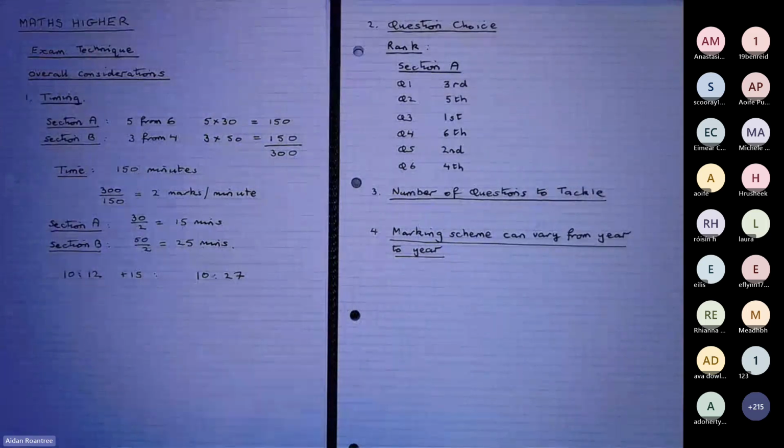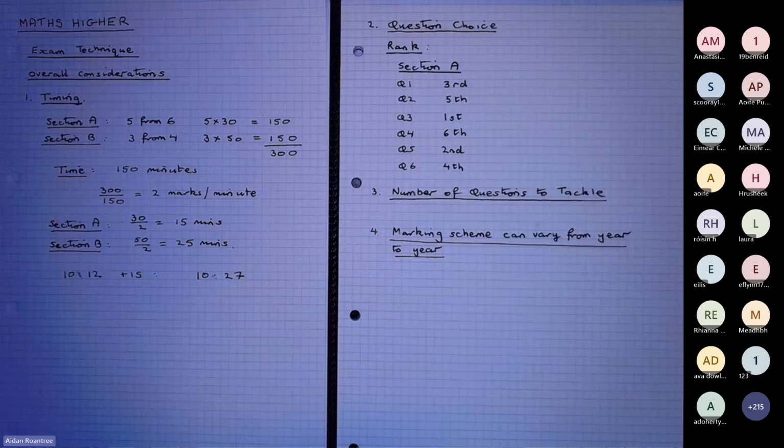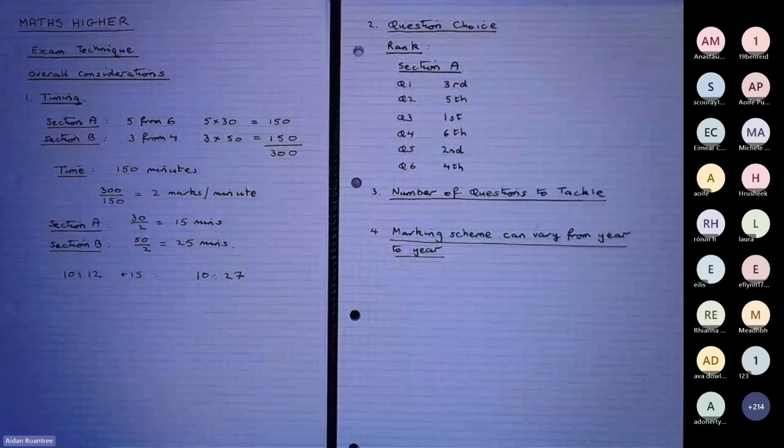And this means that in a year when a paper is difficult, questions will be marked in a very generous way. But on the other hand, when a paper is seen to be easy, it'll be marked in a stricter, sometimes a far stricter way.